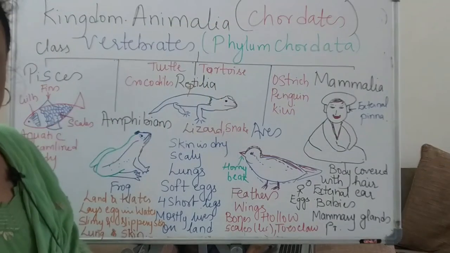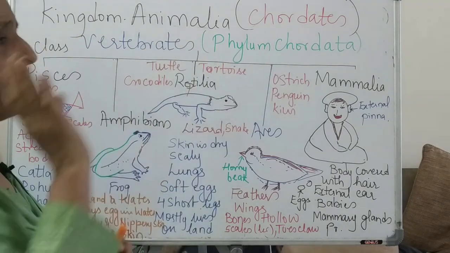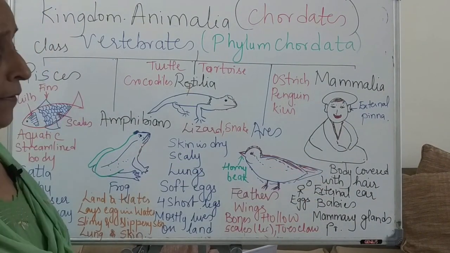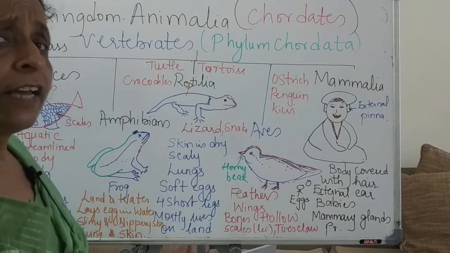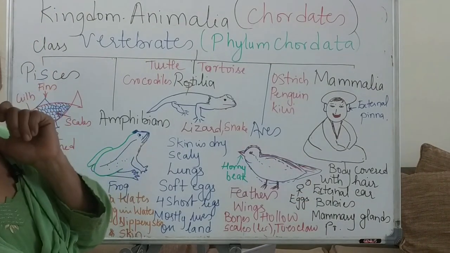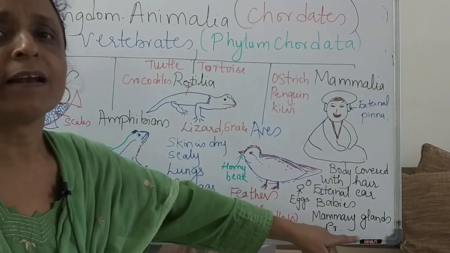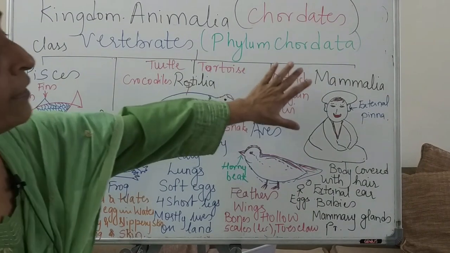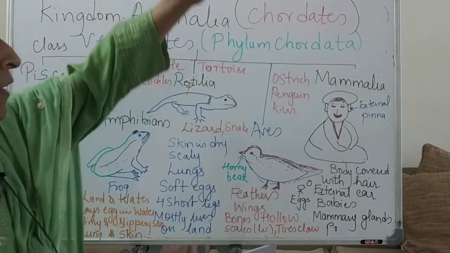Then comes the Mammalia. Mammals are all the animals which you see around: cat, dog, humans, they are all mammals. So the characters which are present here: the body is covered with hair. And they have external ears, the pinna, which takes the sound. So external ears are present in the mammals. They give birth to young ones directly. And they feed the young ones with the mammary glands present in the females. So these are the characters of the mammals, the organisms present in the class Mammalia, which is included in Chordates.